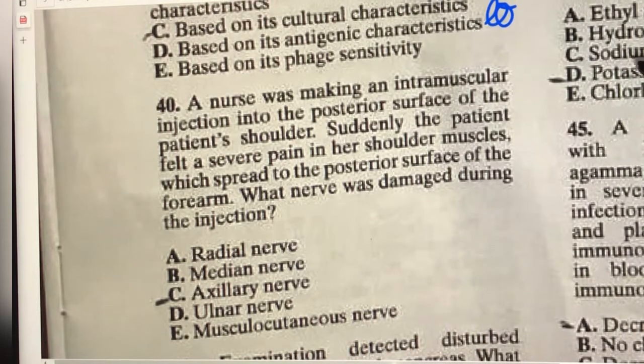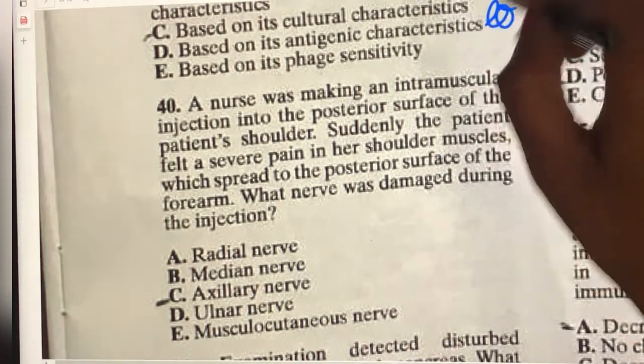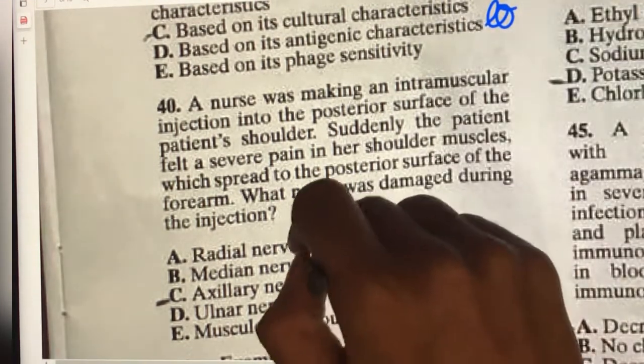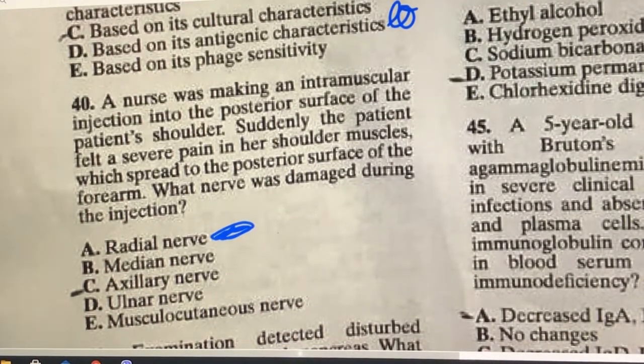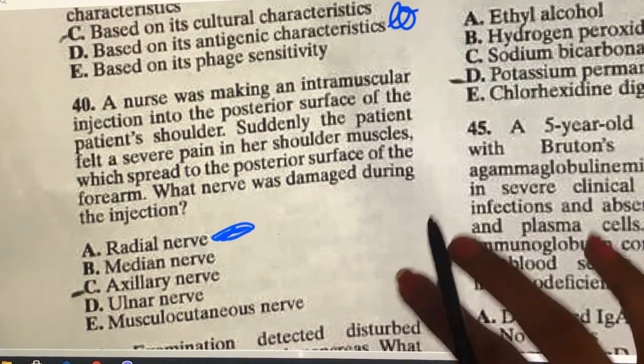The answer is radial nerve. You might also think that the answer is axillary nerve, but focus on this word: the pain has gone to the forearm. So the answer is radial nerve.